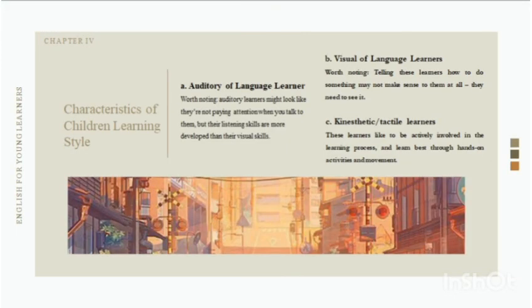Characteristics of children's learning styles. The first one is auditory language learners. Auditory learners might look like they're not paying attention when you talk to them, but their listening skills are more developed than their visual skills. The second one is visual language learners. Telling these learners how to do something may not make sense to them at all. They need to see it.